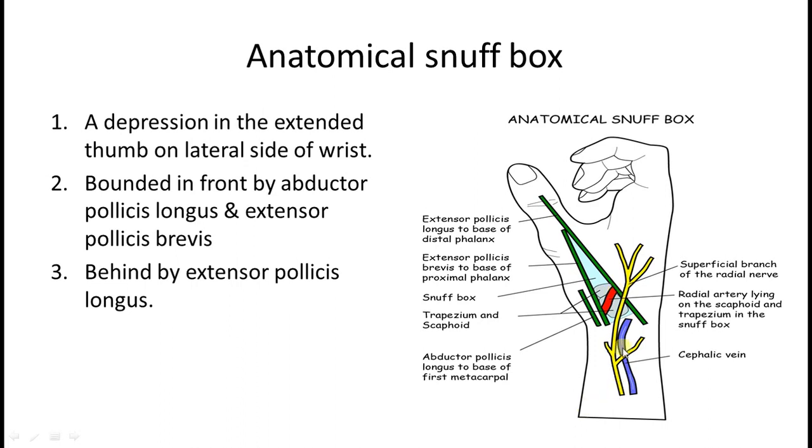And one more structure which is passing superficially is your cephalic vein. Along the roof of the anatomical snuff box, it will be crossed by the cephalic vein and the superficial branch of radial nerve. But mainly we consider the anatomical snuff box for the radial artery, and second one is the cephalic vein. It is just crossing the roof, the cephalic vein.